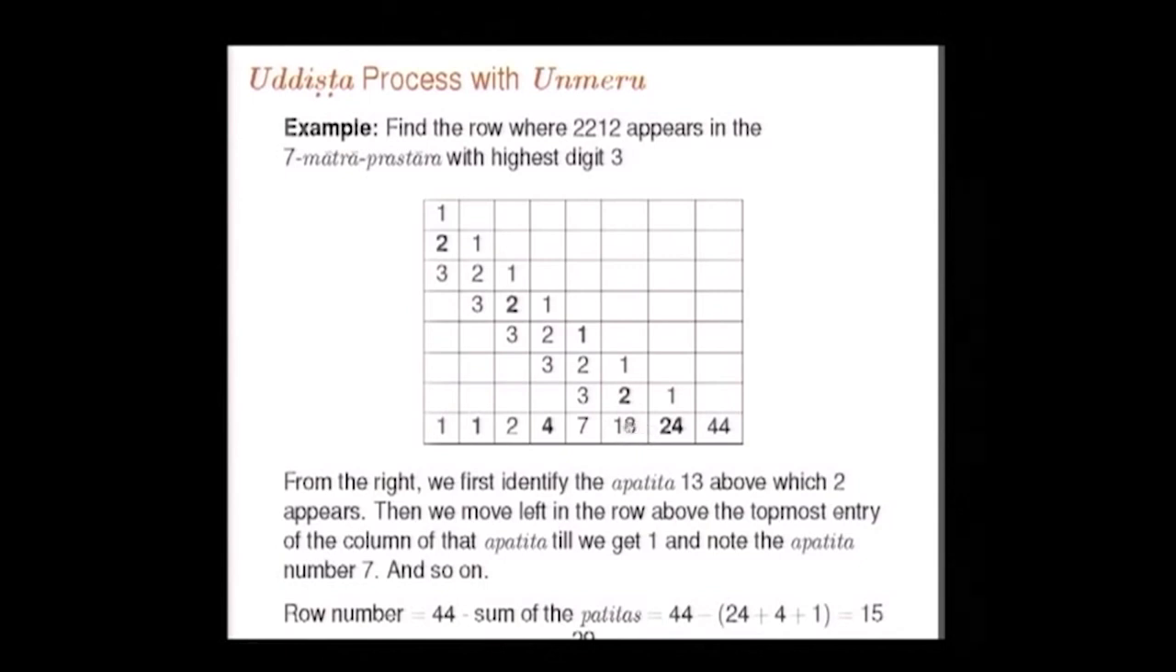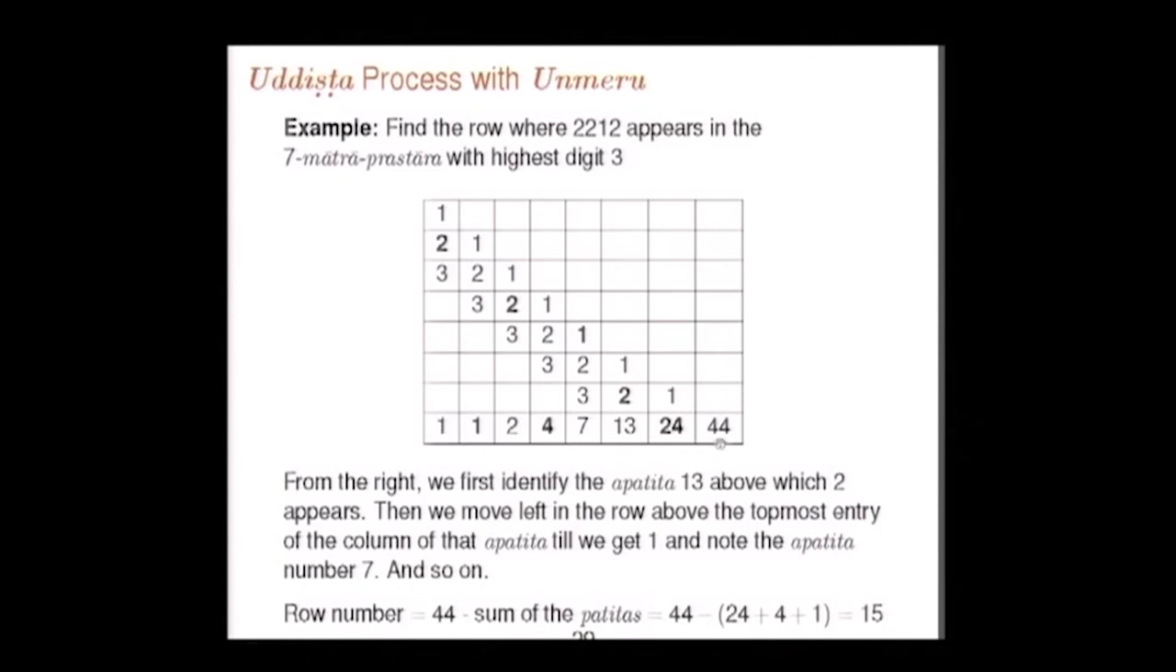So, this will be an apatita sankhyanka. Mark that 2. Go to the top of that. Go to the left till you find the next 1. You want 2122. And mark this. This is another apatita. Then go to the top of that. Go to the left till you find the next 2 that is here. This is another apatita. Then go to the top of that, go to the end of that till you find the last 2. So, you have found your 2212. They are arising in the columns 13, 7, 2 and 1. Those are the apatita sankhyankas.